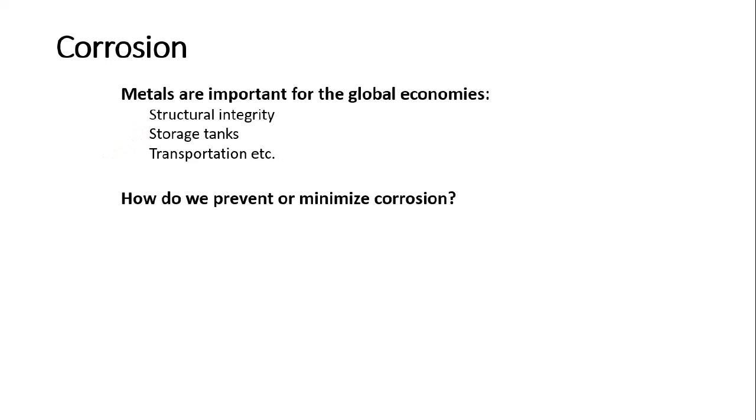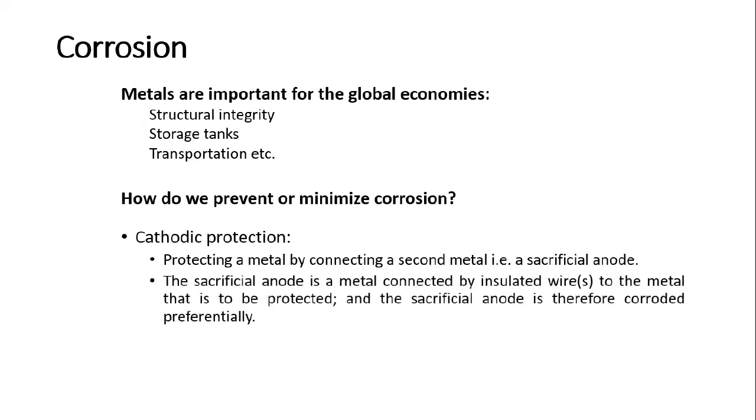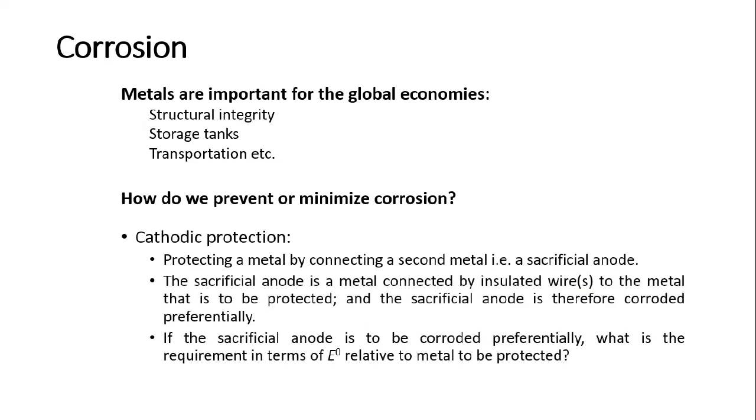How can we minimize rusting then, since it's so important, critical? Now we can do cathodic protection. All right, and this is where we will protect a metal by connecting a second metal that is a sacrificial anode to it. All right, this part might sound a little bit tricky. Let me give a quick overview of this.